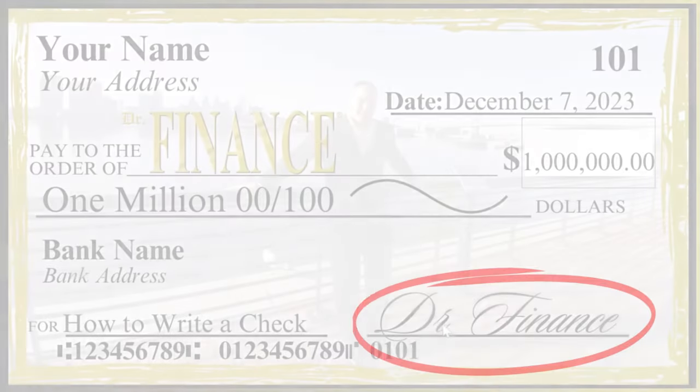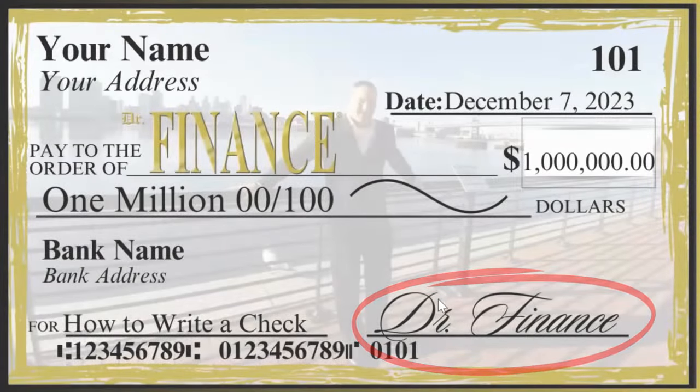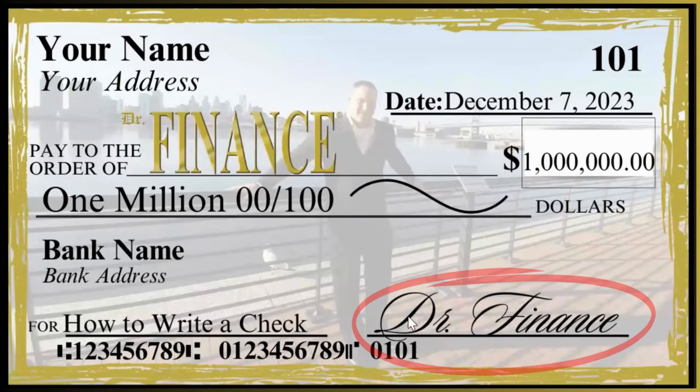So the last section is very important. It's the bottom right section. You have to sign your name there. If you don't sign your name, it won't be acceptable. Okay. So the check will not work if you don't sign your name.